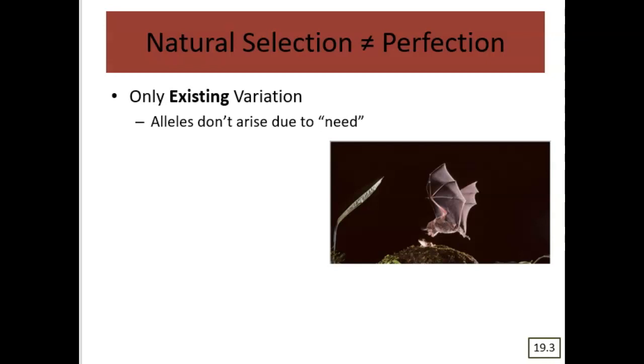Now, if there is some variability, if some frogs in the population have helmets and some don't, well, yeah, the ones with helmets maybe survive and reproduce better. But it doesn't just magically appear because that frog's going to get eaten.